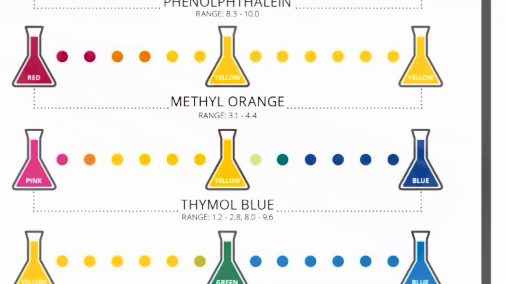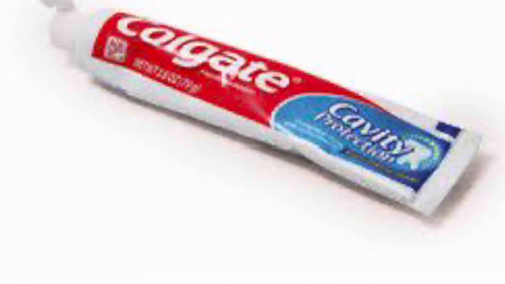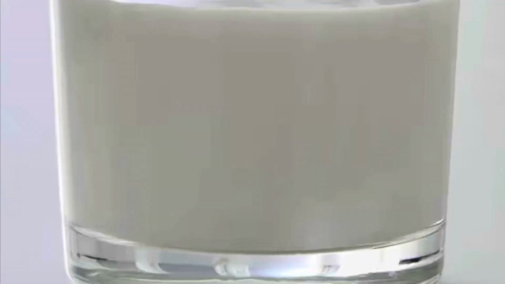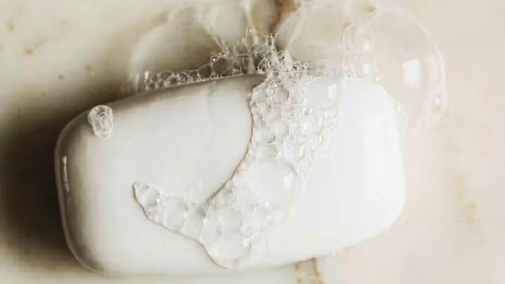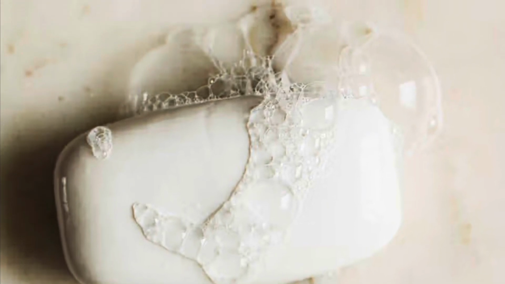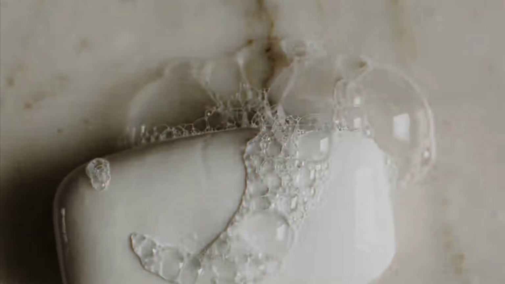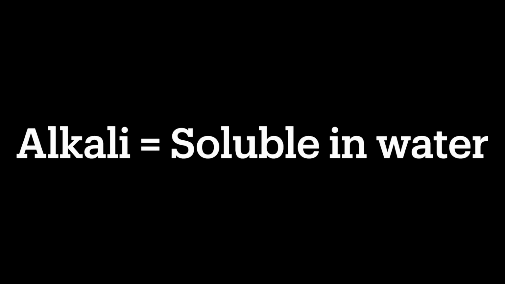And this meant on the other end of the spectrum, you had things like toothpaste, milk of magnesia, soap. And the pH value on these is high, that is more than 7. And a lot of you would have heard the term alkali used to describe them. And that is somewhat accurate, except the real term is bases. Alkali only applies to bases that are soluble in water.